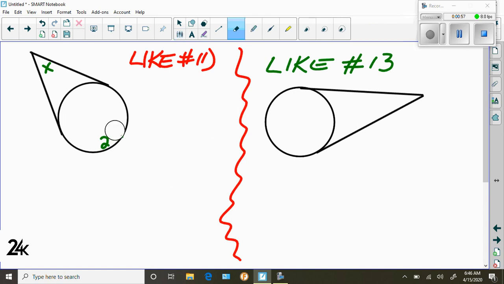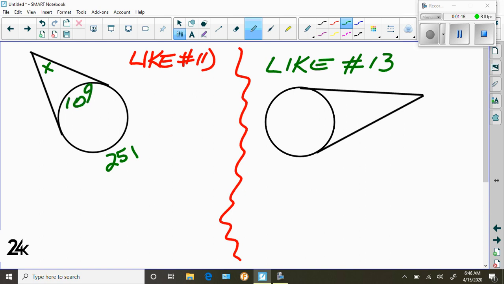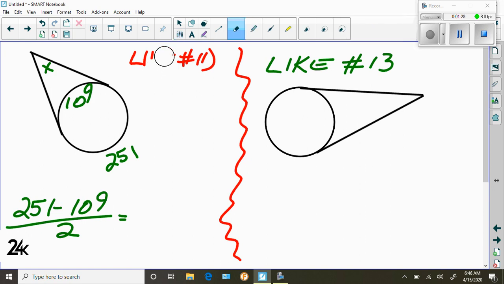Okay, number 11, this is 251 here. So then, oh, great gravy. I started off with a bad 5 already. Okay, so then I got to do 360. That was the sound of my calculator hitting my desk. It's 360 minus 251 is 109. Okay, so then all I have to do is subtract them and divide by 2. Oh, you know what? This is number 11. Sorry.